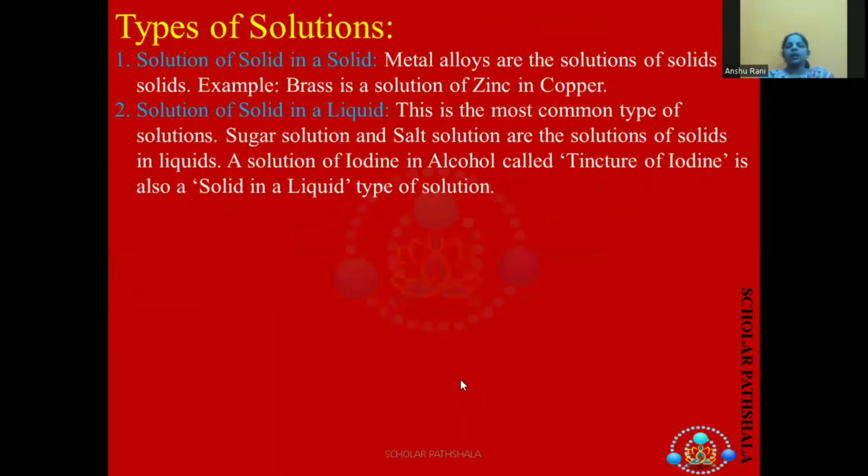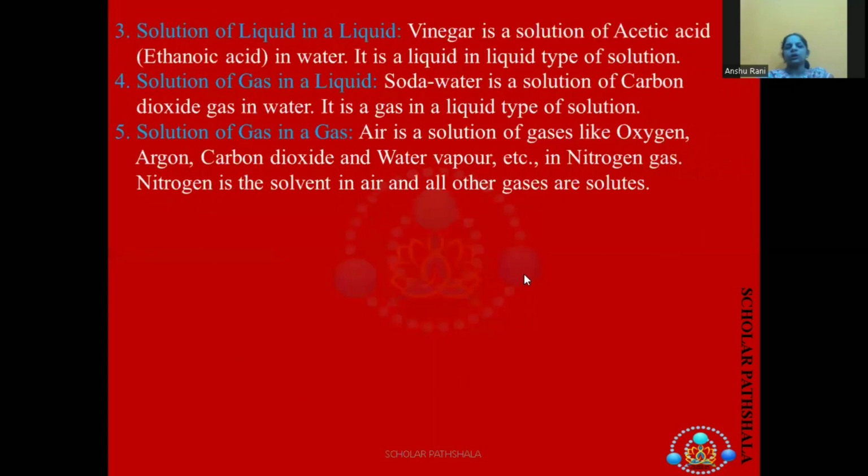Then we have types of solution. Solution of solid in solid, like metal alloys are solution of solid in solid. Suppose you are mixing zinc and copper and they are making brass. Then we are having solid and liquid. This is most common type of solution, like sugar solution, salt solution. These are examples of solid and liquid.